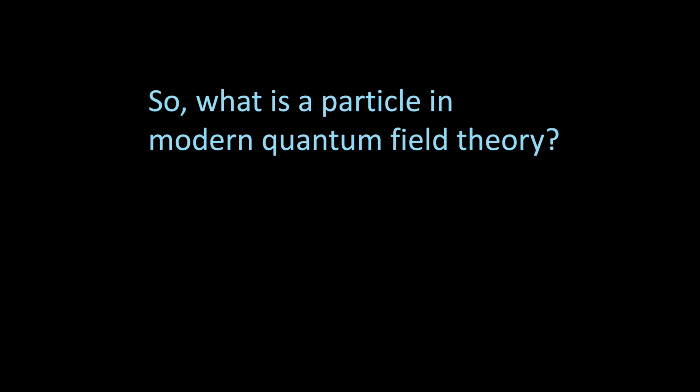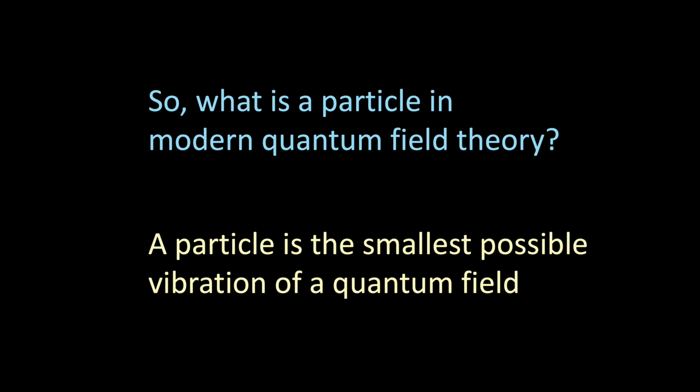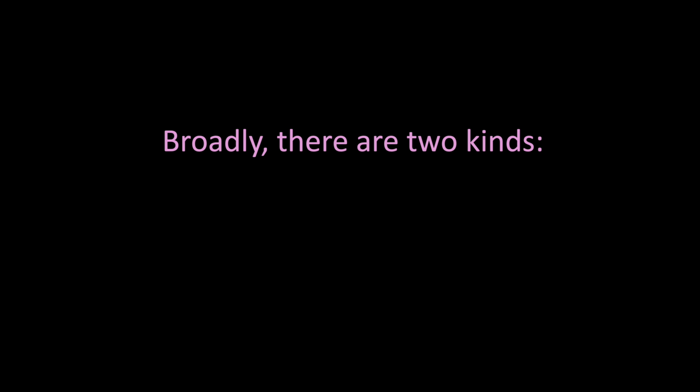So what is a particle in modern quantum field theory? Well, a particle is the smallest possible vibration, a single quantum, of an underlying quantum field. Now, I've made an entire video on this topic for those who would like a deeper dive, but here I will give a brief overview. Broadly speaking, there are two kinds of particle, massless and massive. Each one corresponds to a ripple mode of a field and is described by a relativistic equation of motion.